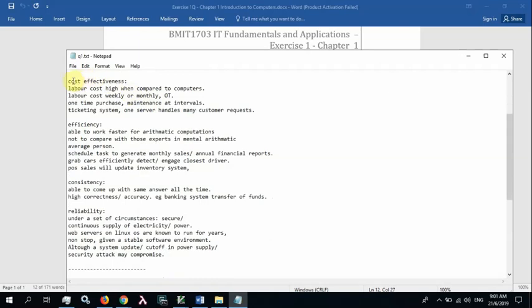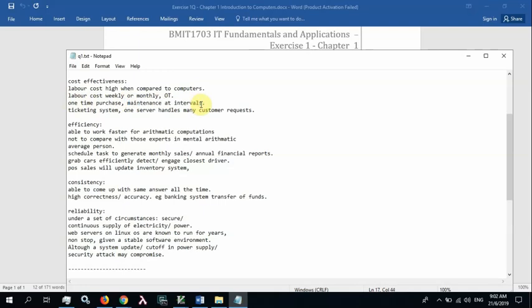Next comes cost effectiveness. So cost effectiveness, how much do you get from that payment that you make? So if you were to purchase a machine, of course it has to have all the software and everything built on top of it. Only then does it start to shine as a cost-effective tool. Okay, so one-time purchase, maintained at intervals.